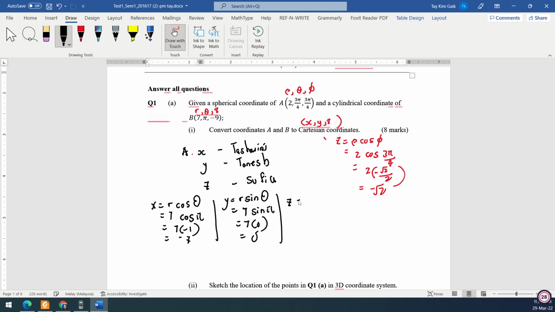Okay, z, no, r, theta, z. z is already here, -9. So for B, the change to Cartesian will be -7, 0, -9.